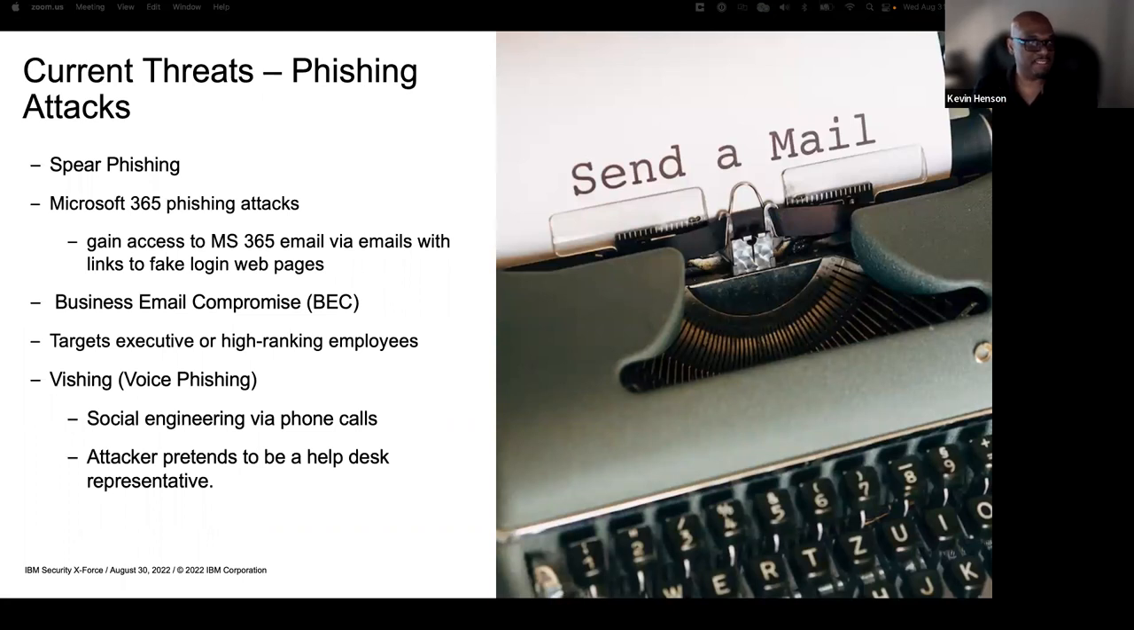So this is still phishing attacks. There are several different types of phishing attacks. For instance, there's a spear phishing attack, which is a targeted attack against a specific individual. There's Microsoft 365 phishing, which is an effort to gain access to Microsoft 365 email accounts. There are business email compromise attacks, and those are emails sent mostly to executives or high-ranking employees. There's also voice phishing, or vishing attacks, which are social engineering attacks via phone calls. Basically, the attacker pretends to be, for example, a help desk representative in order to deceive you into giving them confidential information.